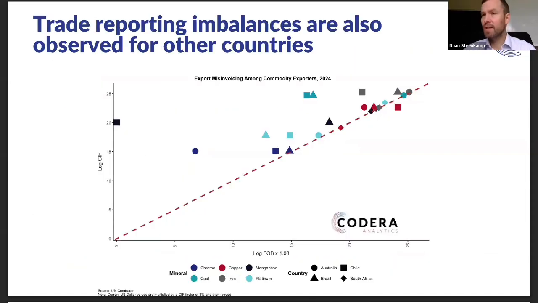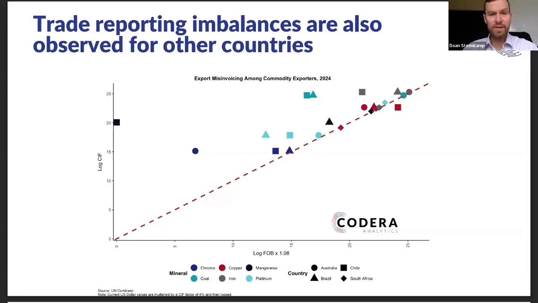Then, as I said, it may be that trade measurement is particularly bad in South Africa, and so the issues that we identify are South Africa specific. But we also wanted to see if this issue is unique to South Africa or common across other commodity exporters. So we looked at Australia, Chile, Brazil, South Africa, and for this collection of different export commodities.